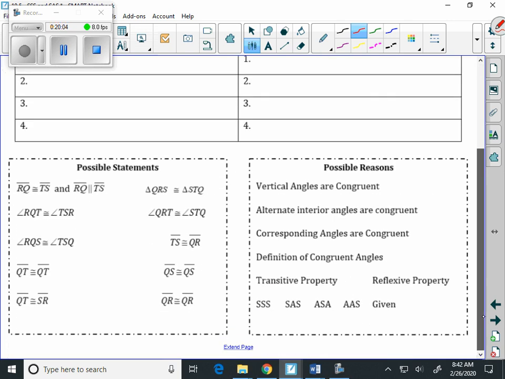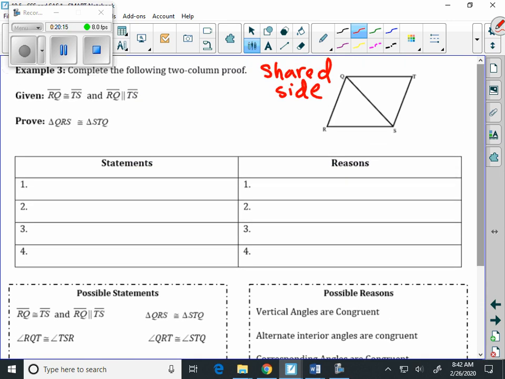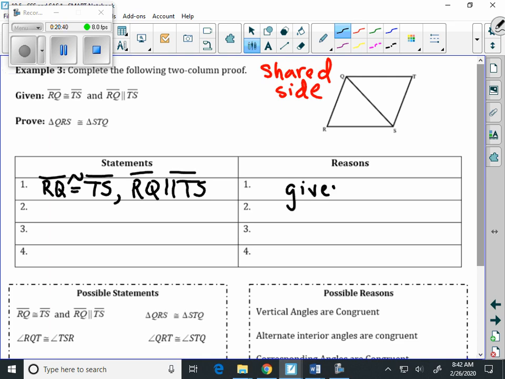On this particular problem, we have a lot of possible statements and possible reasons. And I'm going to try to look at those. I honestly have been remiss in doing that, but I will do better here. But let's start with what we know. Get in there what we know, which is that RQ is congruent to TS, and RQ is parallel to TS. And that's given.